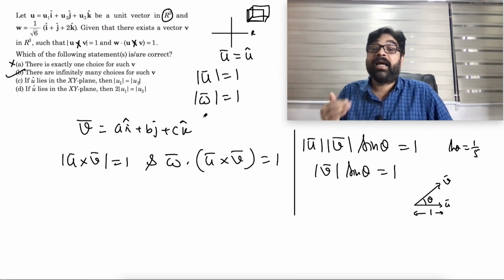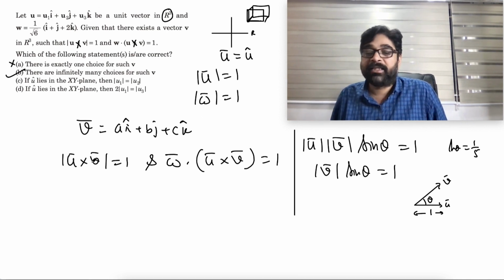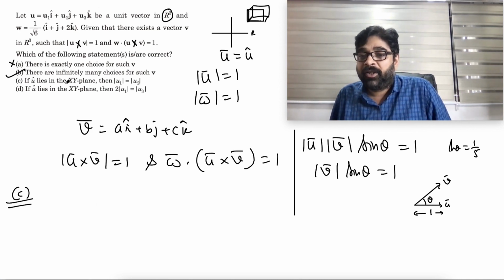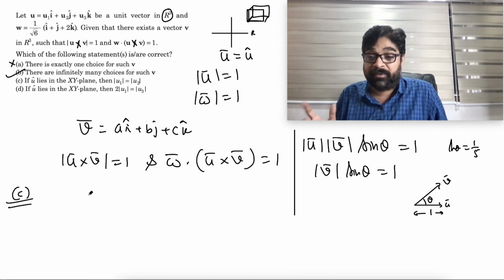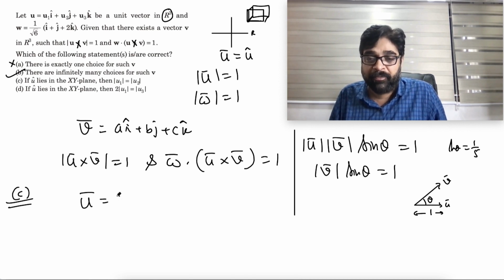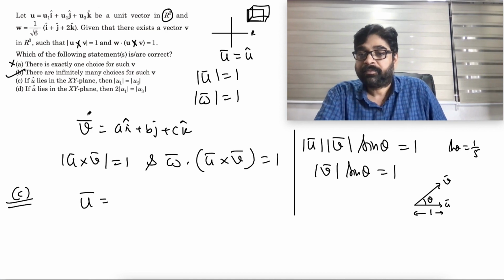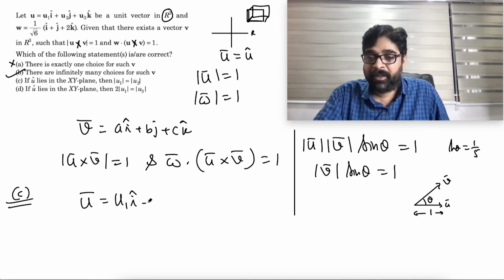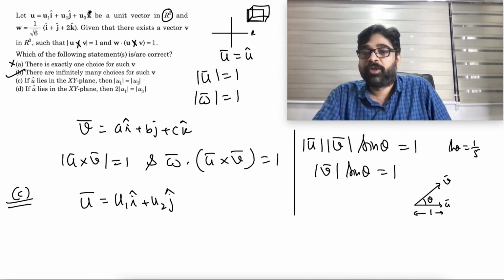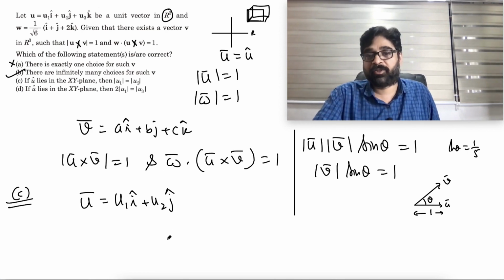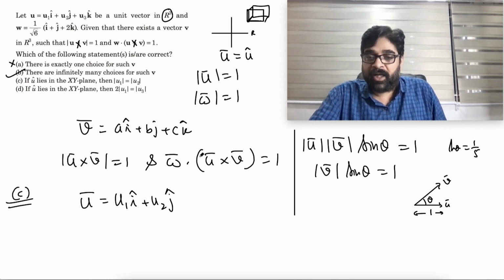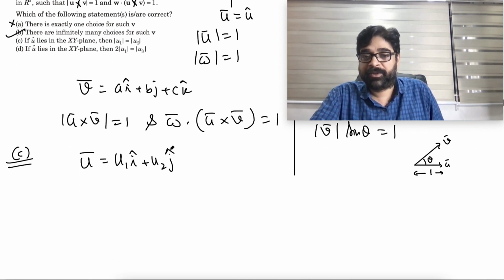Lies in the xy plane, they are assuming. If U lies in the xy plane, I'm talking about option C, be clear. For the xy plane, 100% the k component will not be there. So your U vector will become U1 I cap plus U2 J cap. U3 will become 0 automatically because this is in the xy plane. So I want to use this information. Let's use it.